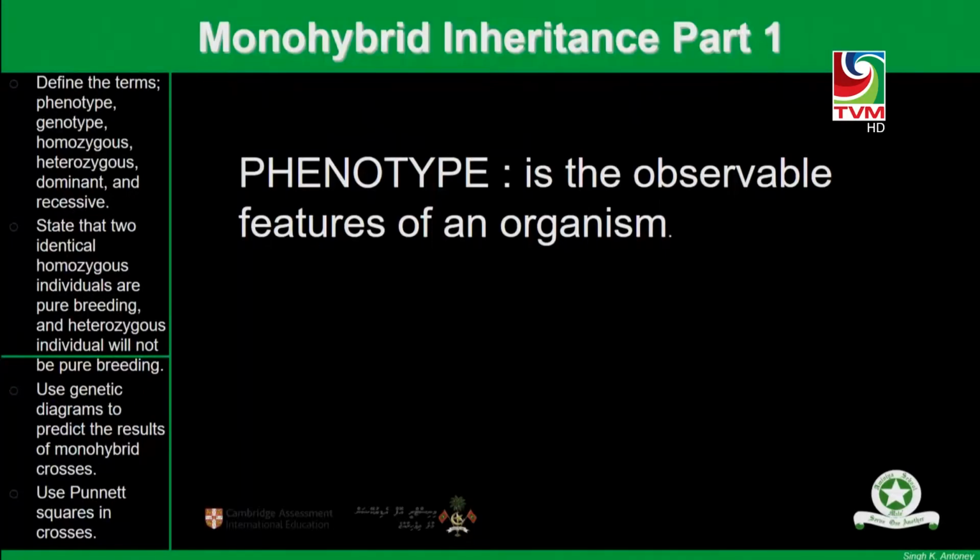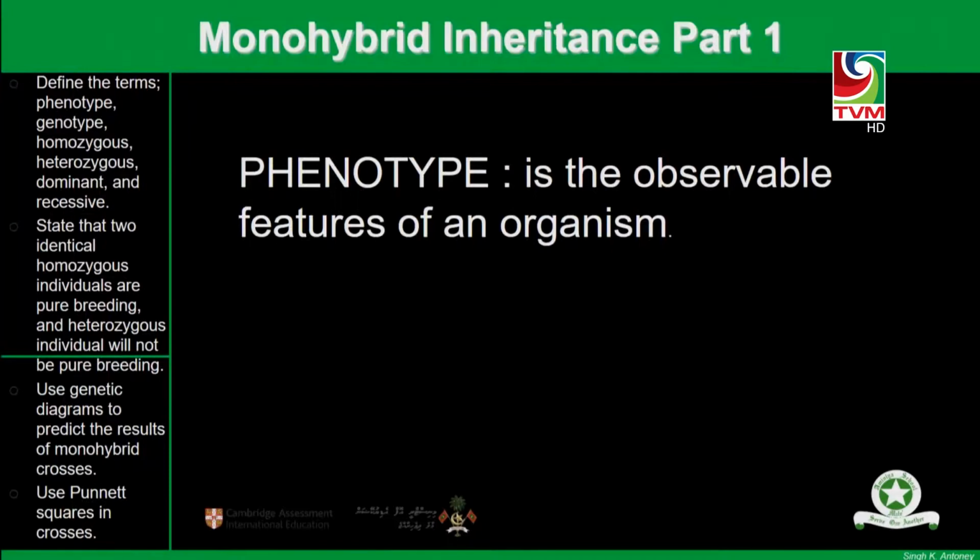First of all, phenotype. Whenever you hear phenotype in your genetics class, it refers to the observable features of an organism. In your exam, if they ask you to define phenotype, it can be defined in various ways. Some people define it as physical appearance or external expression of the character, but your syllabus says phenotype is the observable features of an organism.